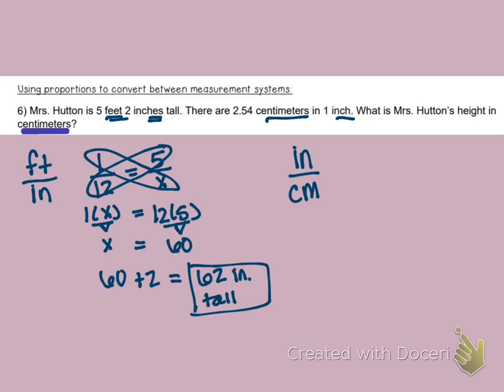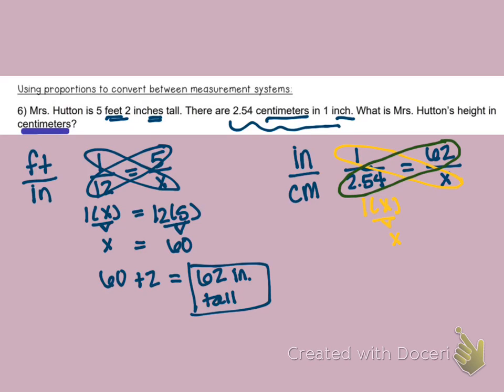Okay, but then we're not finished because it tells us that we need to go to centimeters. So over here, it tells us that we need inches into centimeters. So per 1 inch, there are 2.54 centimeters according to our problem. And we need to know, if we have 62 inches, how many total centimeters is that? Therefore, that is our x. So again, we cross multiply. We have our 1 times x, which is just x, and then we have our 2.54 times 62.